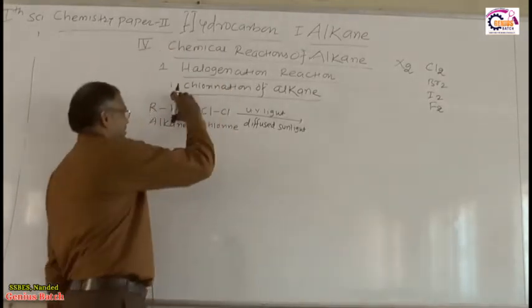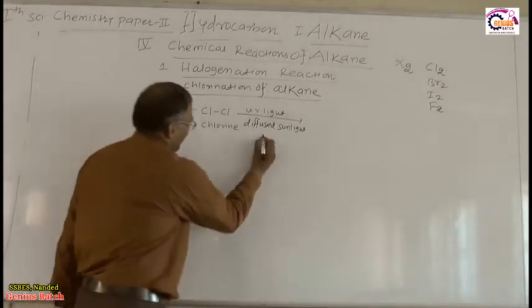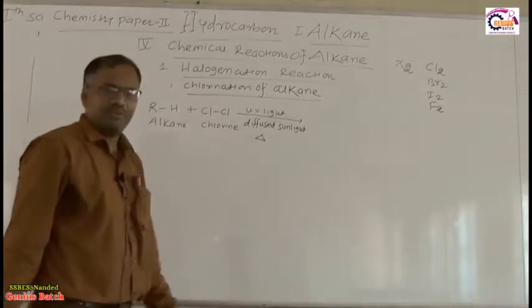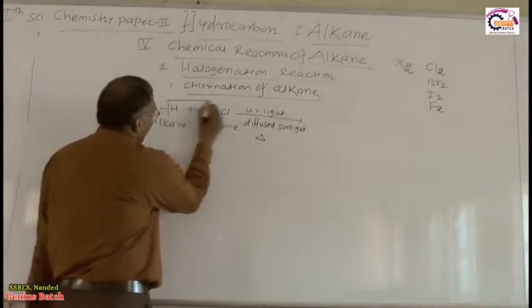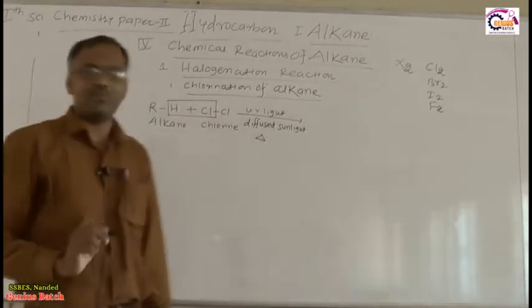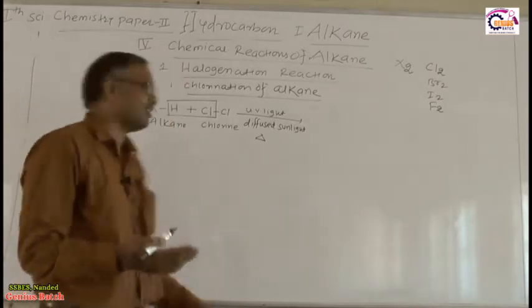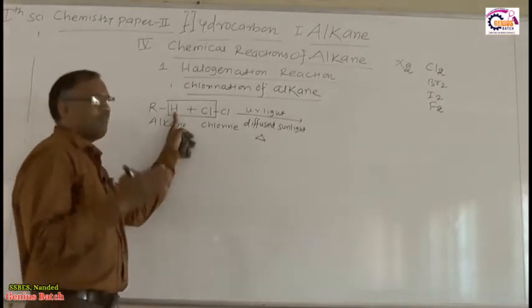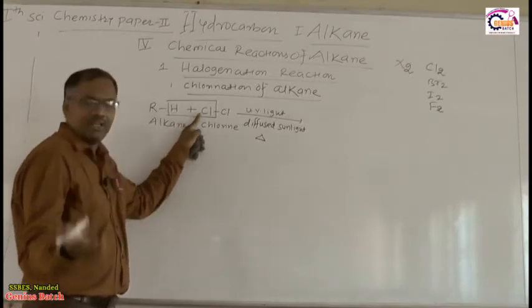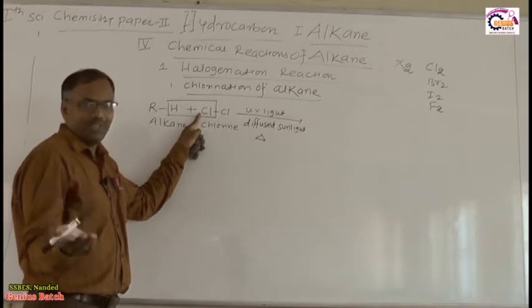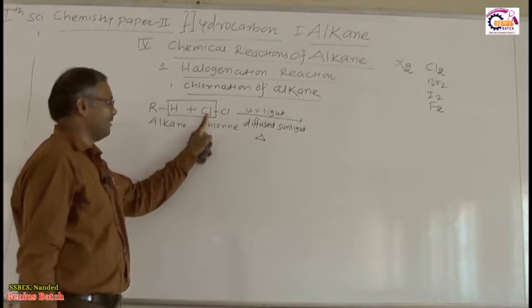So when this alkane is heated with the chlorine in the presence of diffused sunlight or ultraviolet light, then what will happen? Hydrogen atom of alkane has been replaced by the chlorine. So this is the replacement reaction, that is the substitution reaction. Here what have we replaced? Hydrogen we have replaced. What have we added? Chlorine is added. So therefore, substitution of hydrogen by the chlorine.